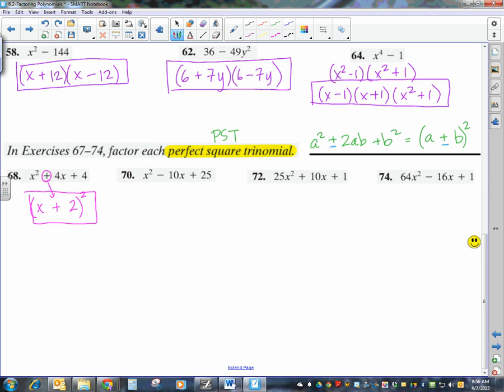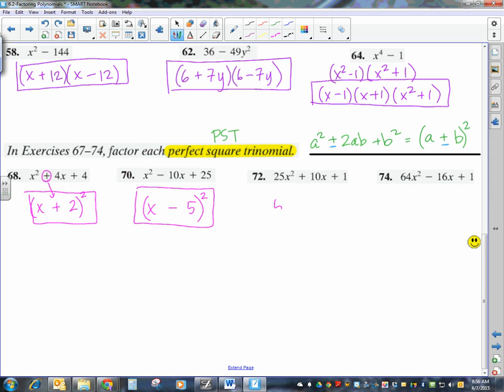Okay, perfect square. Perfect square, always takes that sign. I didn't take the square root of that correctly. I was looking for this thing. Perfect square, I got to take the square root of it. Okay? So the square root of that, without your exponent, the square root of 25 is 5. 5 times x times 2 is my middle term of 10x. So there's my perfect square.